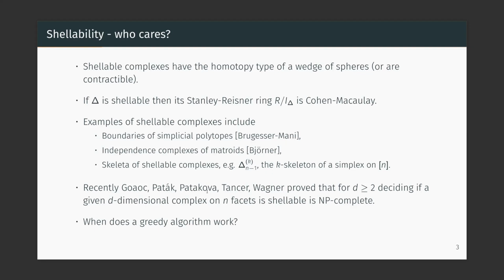So shellability is nice, but it's actually hard to tell, which is probably not surprising. Only recently this team of, I guess, 5 authors proved that it's in fact NP complete: if you give me a d-dimensional complex on n facets, that's an NP complete question in n, right? So it's hard. And so that might motivate: is there some class of complexes where a greedy algorithm might work for a shelling, right? Is there a way to just sort of shell whenever I can, and then get to the complex that I want?